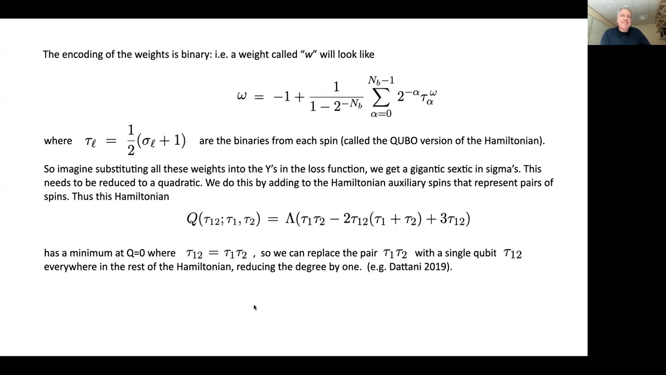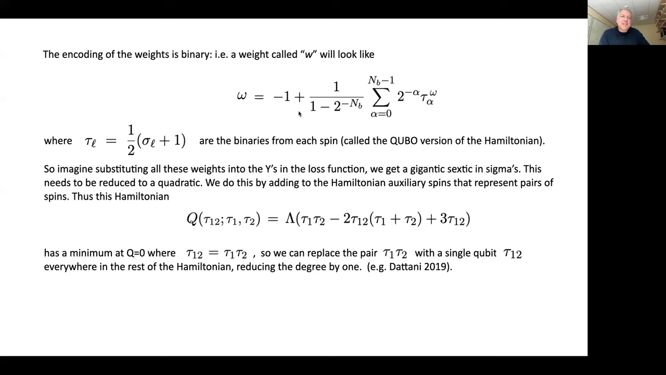I'm sorry, I'm running over time, but I've got one more slide to go, basically. So this is how the weights are put in. They're put in terms of a binary encoding. So every weight would be minus one plus, and if you expand this thing, you're encoding as a binary up to NB. So it's a sort of 1/2 to the NB can appear there. So it's discretized binary numbers.